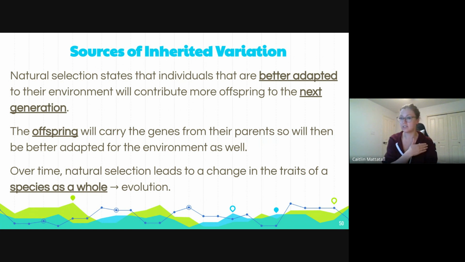And over an extended period of time, that can impact the species as a whole versus just select individuals. And that is the process of evolution, when it's impacting the entire species, not just 2 or 3 individuals.